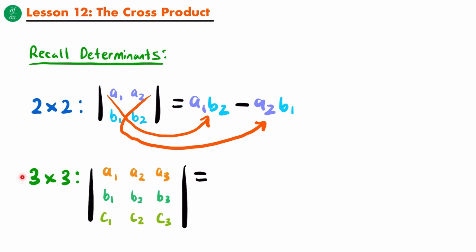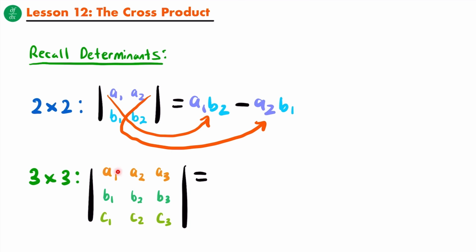But now for a 3x3 determinant, things get a little bit more complicated, but it's not too bad. What we're going to end up doing is breaking up a 3x3 determinant into three separate 2x2 determinants. And so here's what I mean by that. What you want to do is look at the first row of your matrix. All right, so the row where we have A1, A2, and A3. We're going to start by looking at A1.